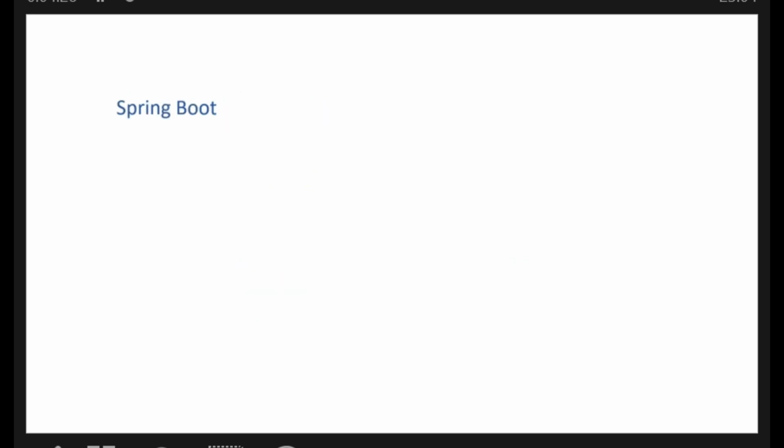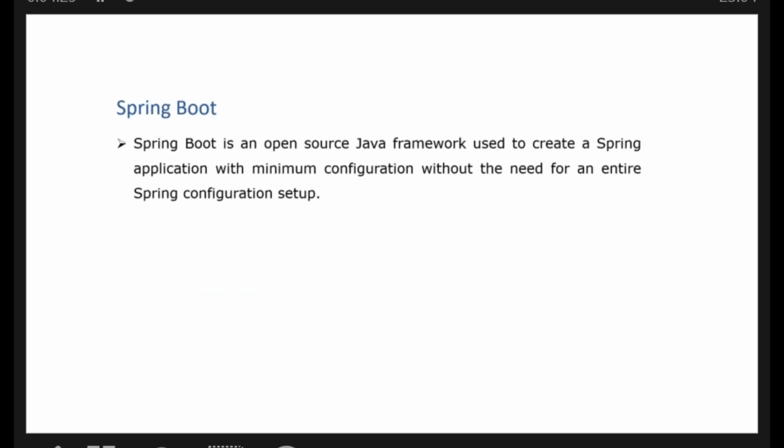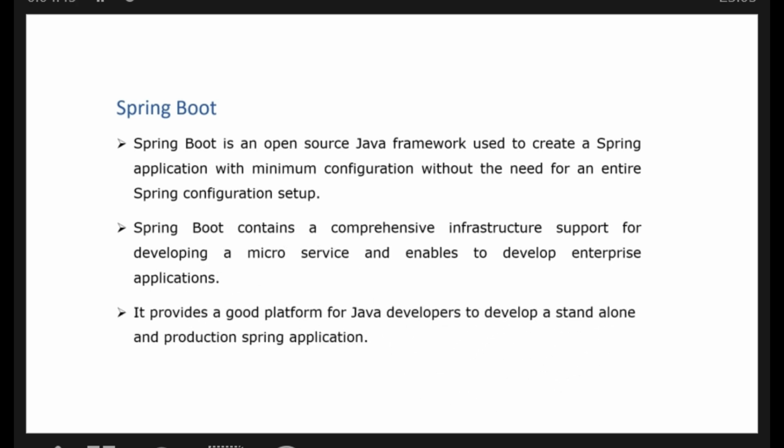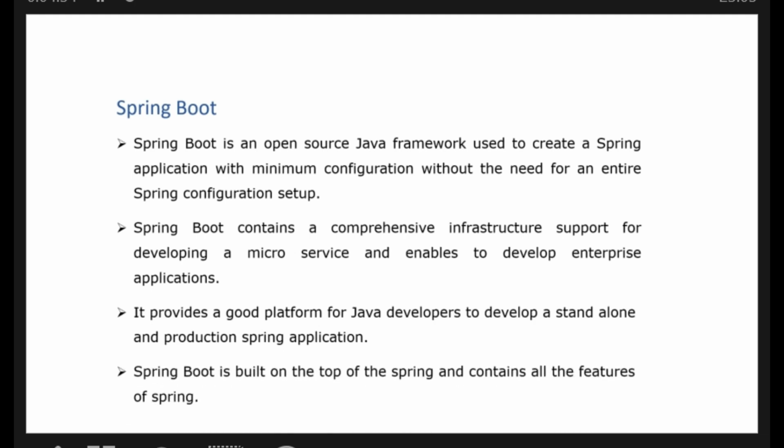Okay, so Spring Boot is an open source Java framework used to create a Spring application with minimum configuration without the need for an entire Spring configuration setup. Spring Boot contains comprehensive infrastructure support for developing microservices and enables developing enterprise applications. It provides a good platform for Java developers to develop standalone and production Spring applications. Spring Boot is built on top of Spring and contains all the features of Spring. Now we will discuss the advantages of Spring Boot.